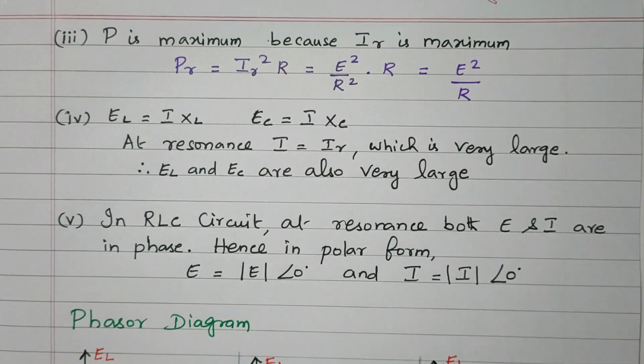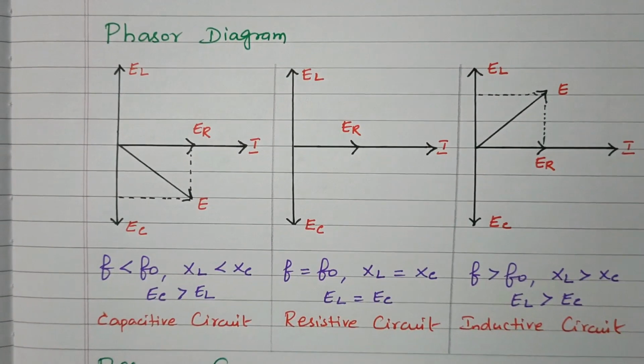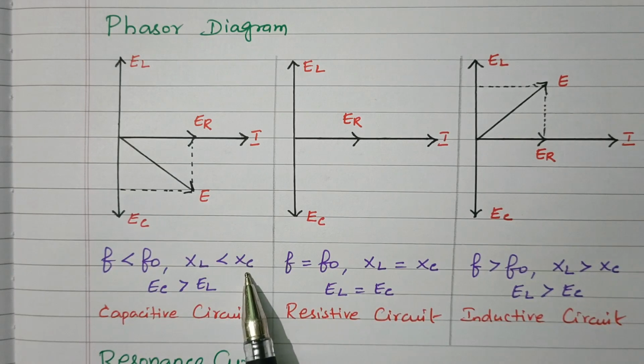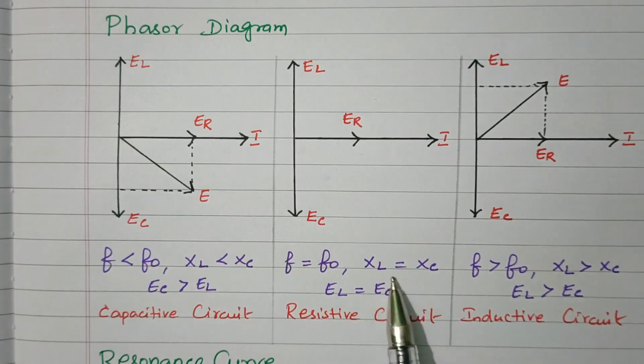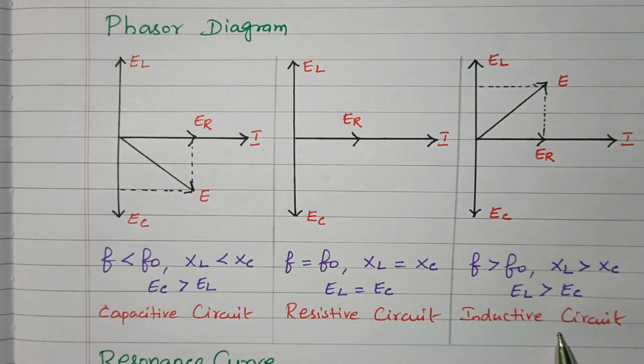We will go further. We will see the phasor diagram for the three different cases. So this is a phasor diagram for the capacitive circuit. EC is greater than EL, that is, XC is more, capacitive reactance is more. Here both are equal, inductive reactance and capacitive reactance, then it acts as a resistive circuit. If inductive reactance is more, it acts as an inductive circuit.